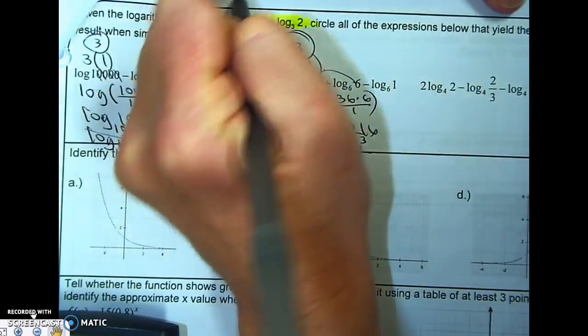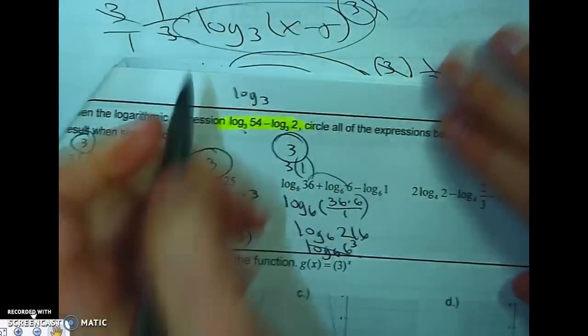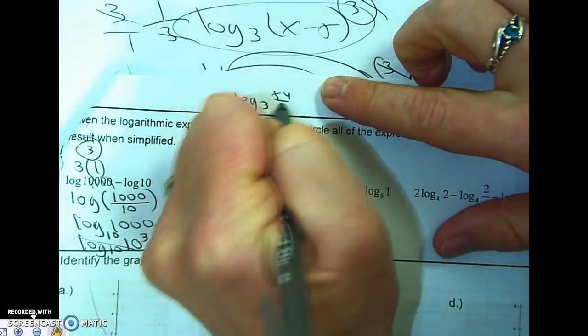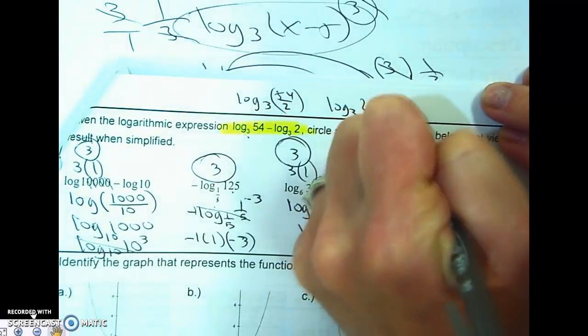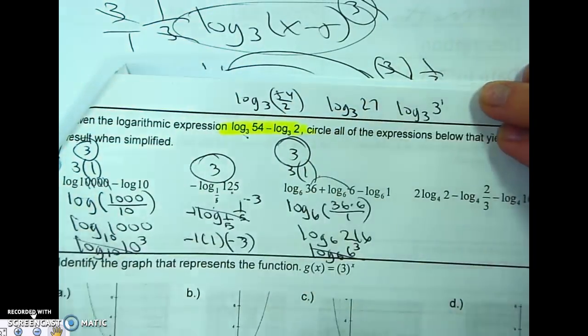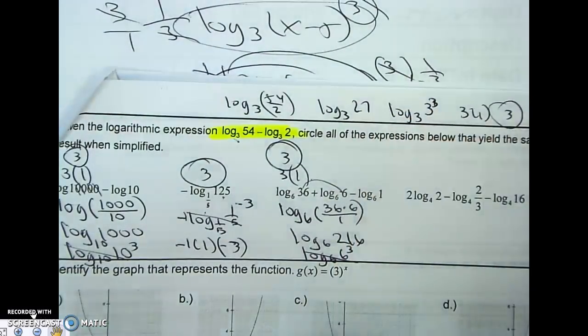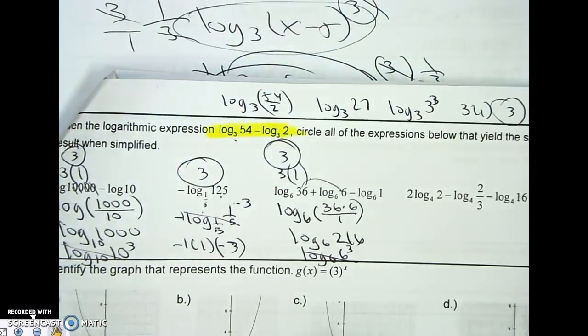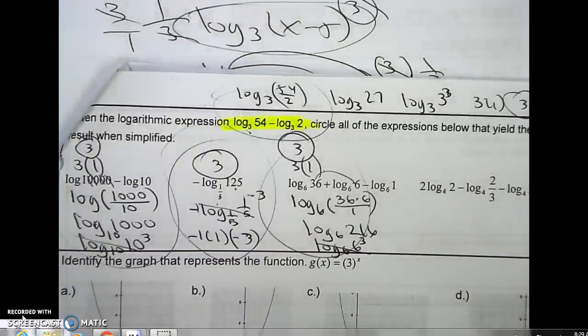So let me simplify that. That would be log base 3. Let me move that up. You can't see it. Log base 3 of 54 divided by 2. Log base 3 of 27. Log base 3 of 3 cubed. Little turns big. 3 times 1 is 3. Okay, let me pause that really quick. In this case, all of them are equivalent to the original question.